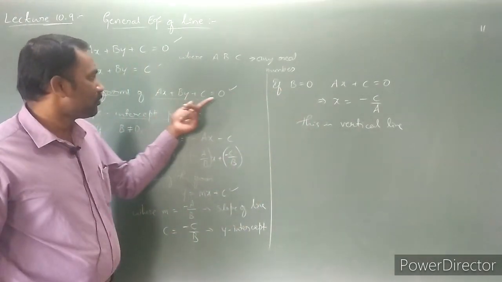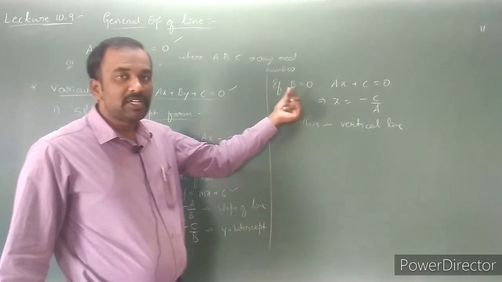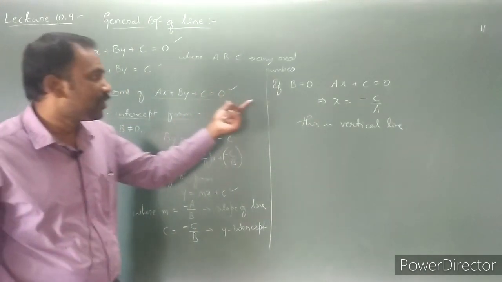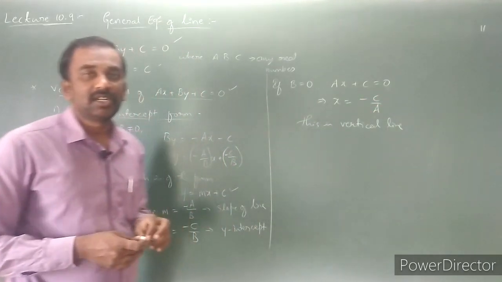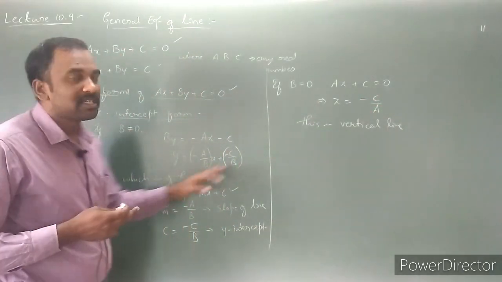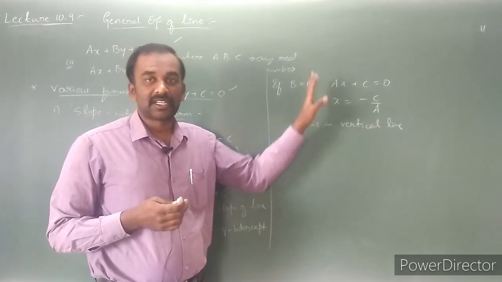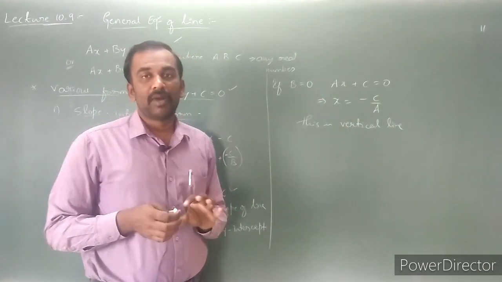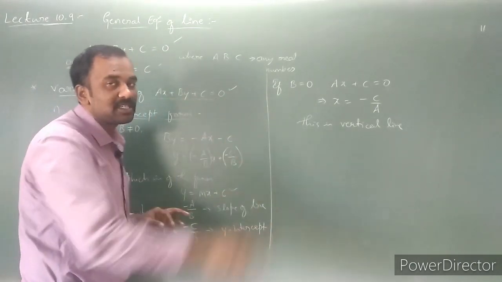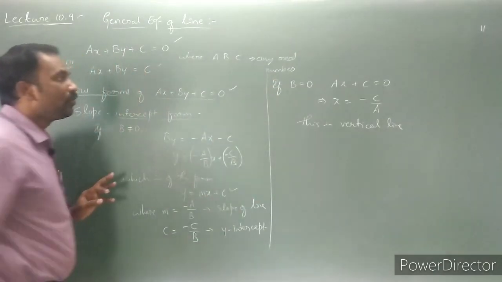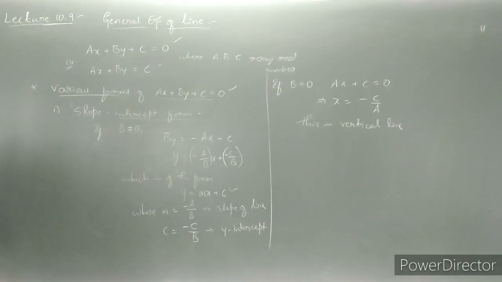In the equation ax plus by plus c is equal to 0, if b, the y coefficient, is 0, this whole term is eliminated, then x is equal to minus c by a. This becomes a vertical line. It never intersects the y-axis, it intersects the x-axis at minus c by a, where c is the constant, a is the x coefficient, and b is the y coefficient. This is how we convert the general equation into the slope intercept form, and whenever b is equal to 0, we will get the vertical line.